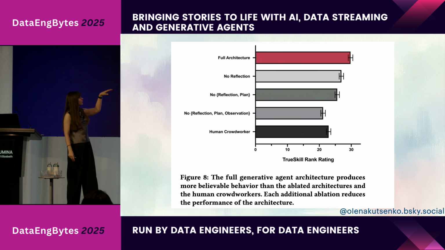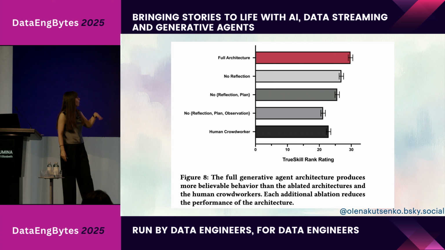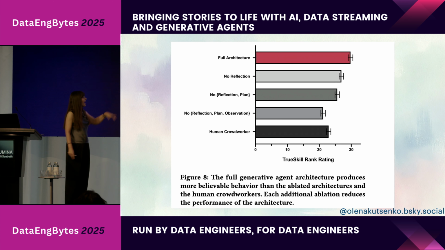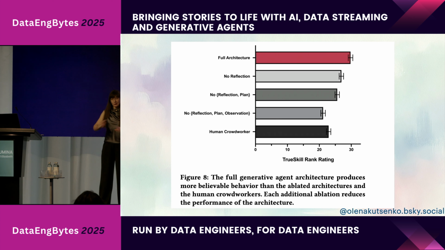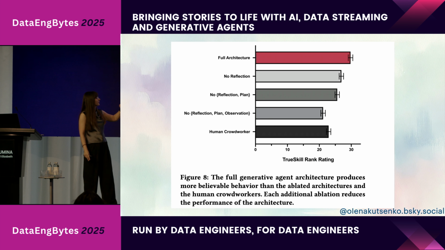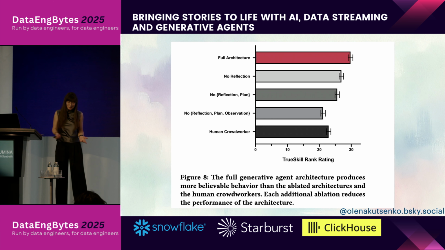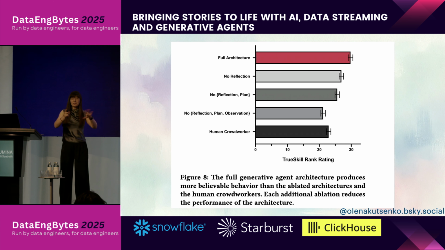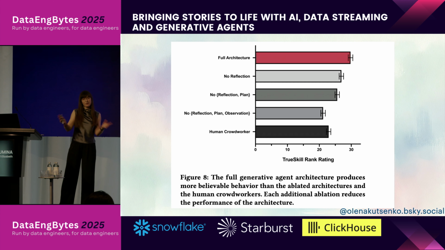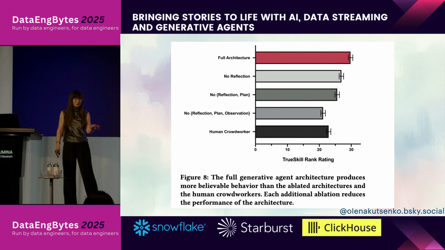So the full architecture or only parts of it, for example, without reflection and without plan, or no reflection, plan, observation. And they also took a group of humans who interacted in a similar way. And they showed that the full architecture is more believable than the humans, the crowd workers. For the evaluations, they also used humans, and we are flawed. But in any case, this is a pretty cool paper.